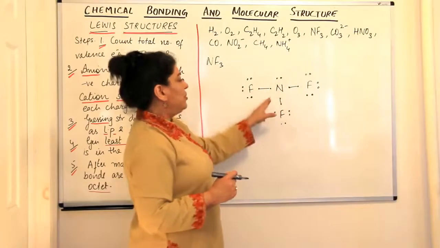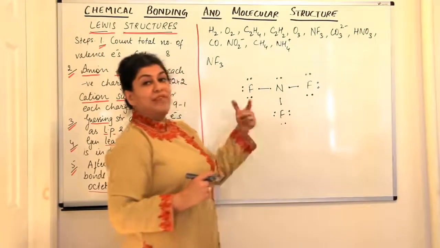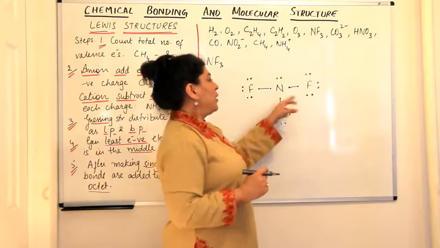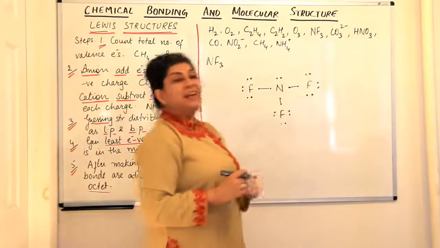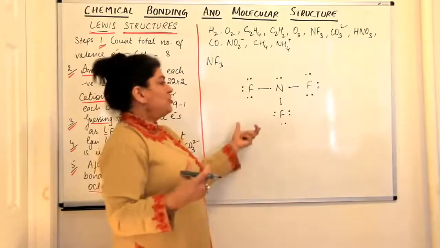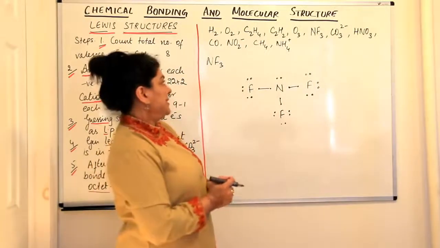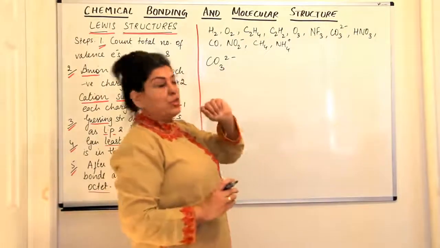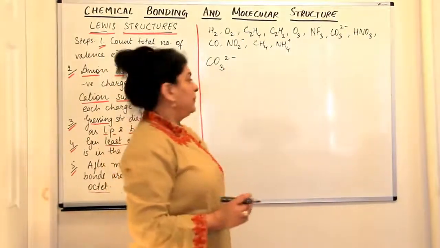This had 5 electrons of its own, made 3 bonds, 5 plus 3, 8, and every fluorine has 7 plus 1, 8. So the octet of all the atoms is completed. So that was NF3. Let us now make the Lewis structure of this carbonate ion.